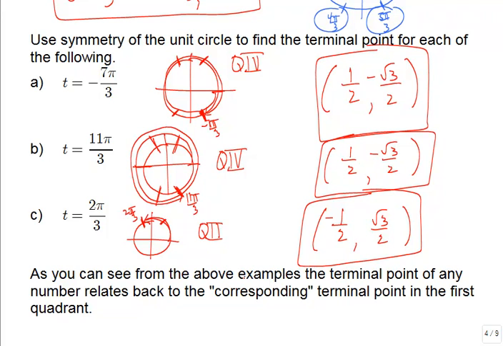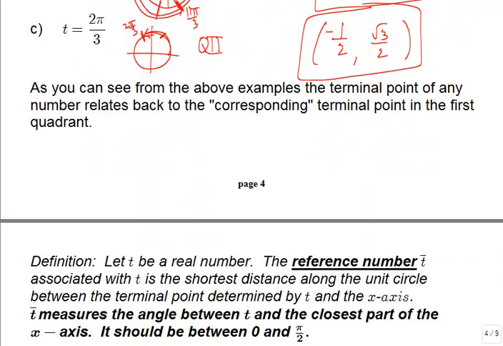So as you can see from the above examples, the terminal point of any number always relates back to the corresponding terminal point in the first quadrant, and all you're doing is adjusting the signs so that they fit the quadrant that you ended up with.